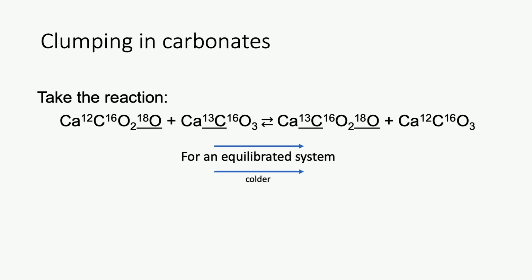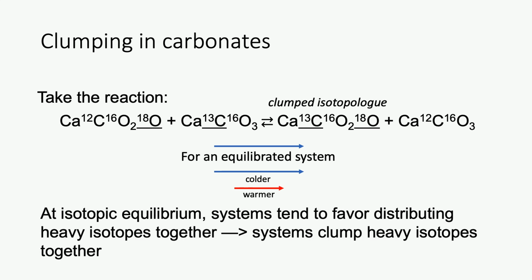And at colder temperatures, you're pushed more to the right. At warmer temperatures, you're pushed less to the right. But you're always going towards the clumped isotope reaction. And so this is the clumped isotope logic. And the key thing here, and we'll look at this in more detail in a little bit, is that at isotopic equilibrium, systems tend to favor distributing heavy isotopes together.